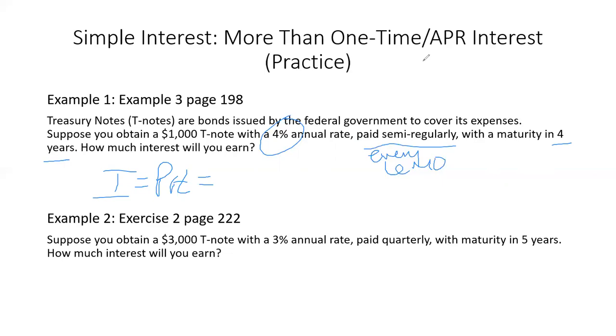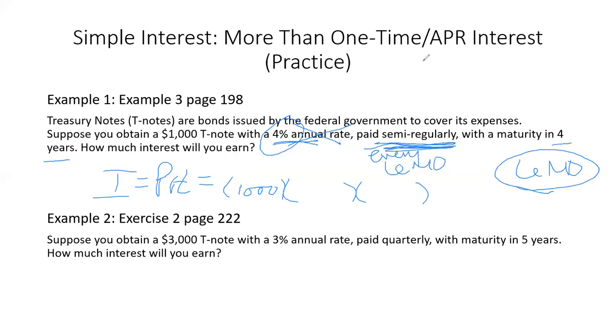Let's say that on this one, I wanted to work with a 6-month time period. So let's say that I didn't notice that this was already set up as a year, and I'm looking at this semi-regularly. Well, my principal is the same. Now, if it's 4% a year, then I know every time it's paid, it's going to be divided by 2. Every time it's paid, it's going to be half of that. So here my interest rate is 2% every 6 months.